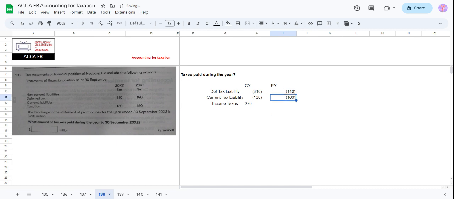So suppose we paid this much, and then we paid this much. Still what is left is the deferred tax liability of this much, and the current tax liability of this much. So I think we need to add the prior year plus the current year expense, and then deduct this 310 and then 130. I think the answer should be 130 million.